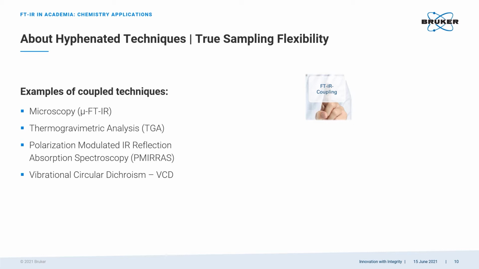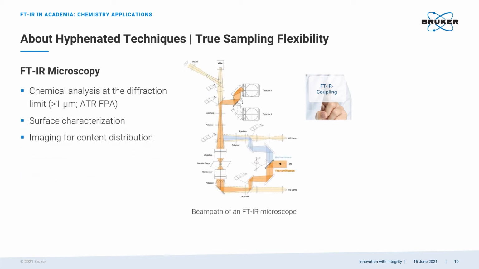Examples are FTIR microscopy, thermogravimetric analysis, polarization modulated IR spectroscopy, or vibrational circular dichroism. But let's pick two examples. Microscopy, although traditionally hyphenated, has become a field of its own in recent years. The great advantage lies in the ability to characterize microscopic samples and structures chemically. A typical example from chemistry would be the analysis of single crystals or investigation of functionalized and treated surfaces.